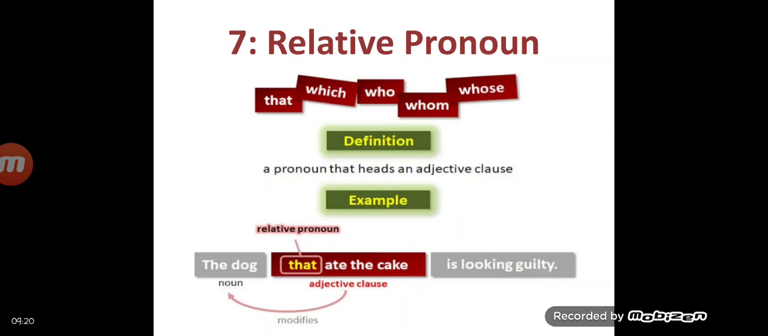It's a pronoun that heads an adjective clause. Okay, examples are that, which, who, whom, and whose. Another example on your screen, you can see: the dog that ate the cake is looking guilty. So here "that" is the relative pronoun, and "the dog" is a noun in the sentence, the subject, that is modified by the adjective clause "that ate the cake."